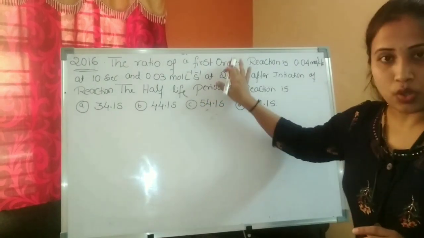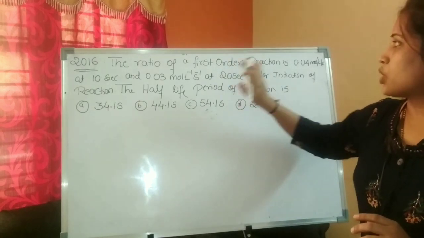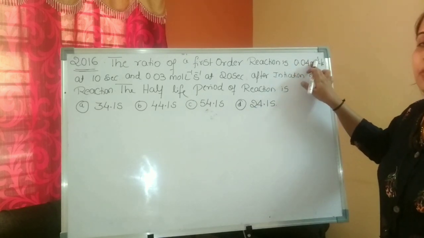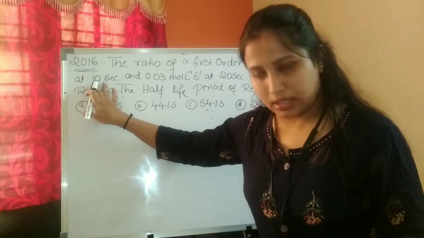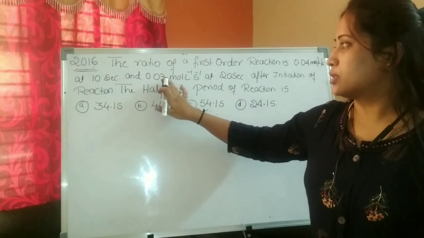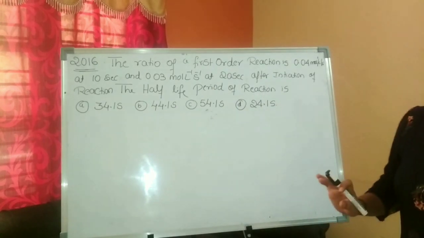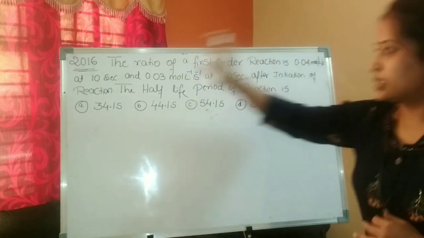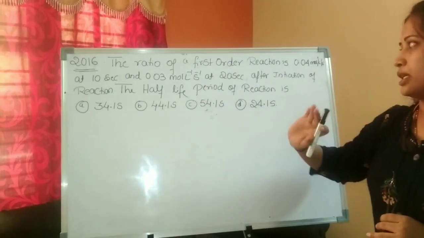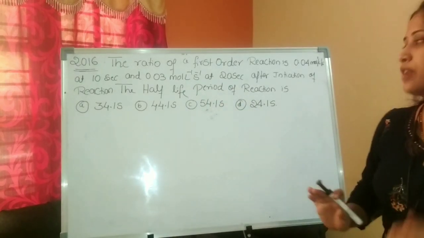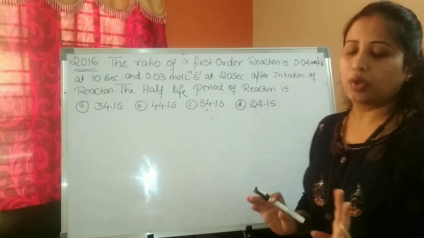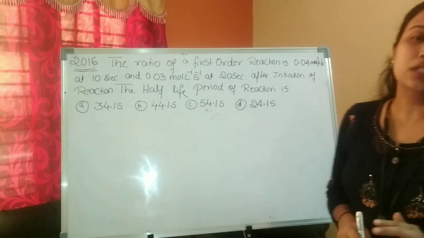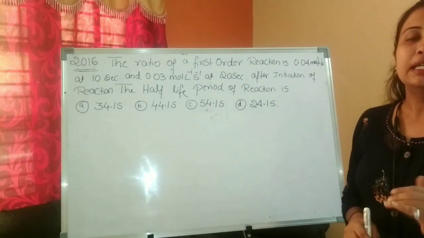They have given a first order reaction where the rate of the reaction is 0.04 mole per liter per second at 10 seconds and 0.03 mole per liter per second at 20 seconds. After the initiation of the reaction, initially it was 0.04 at 10 seconds and 0.03 at 20 seconds. Then we need to calculate the half-life period of a first order reaction. So first we need to calculate the rate constant of the reaction, and by using that we need to calculate the T half of the reaction.